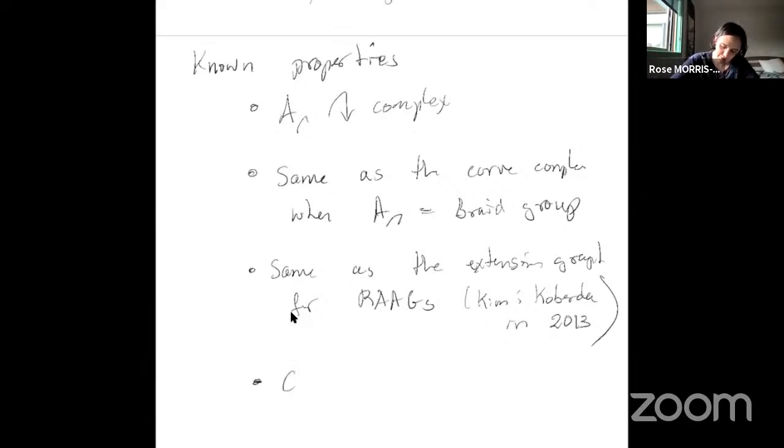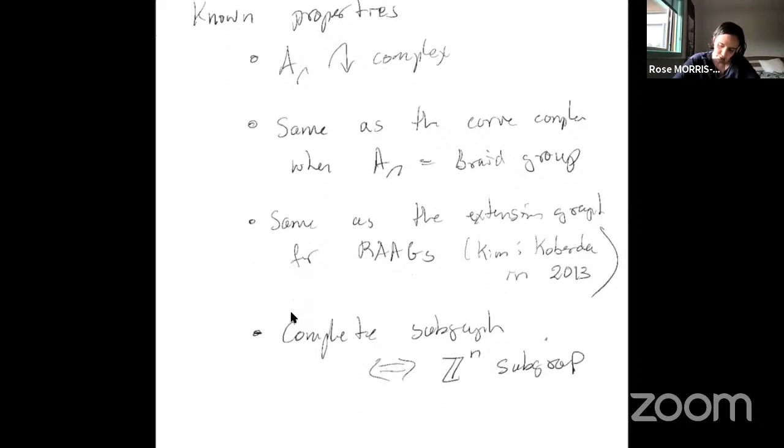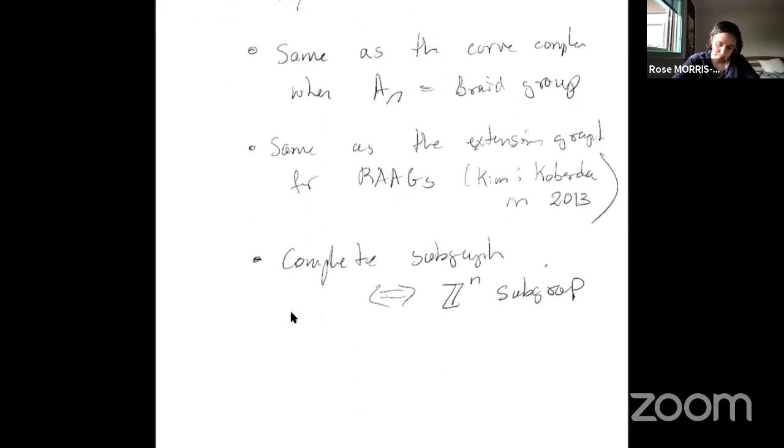And we still have this: complete subgraphs correspond to a Z^n subgroup. So we still have that property, so that's nice.